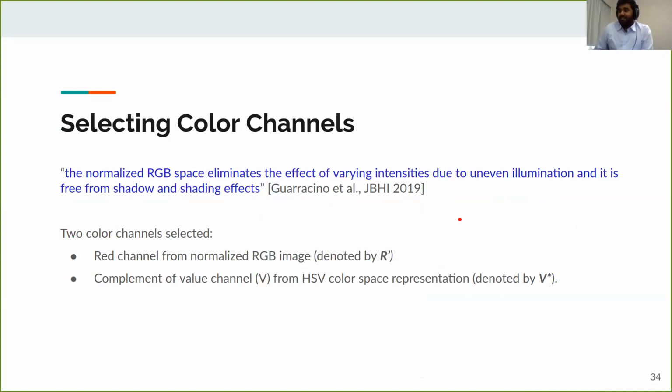We first begin by selecting certain color channels to include. This JBHI paper showed that the normalized RGB color space eliminates the effect of uneven illumination as well as shading based artifacts. So we select 2 channels, the R' and the V*, which correspond to the red channel from the normalized RGB and the complement of the value channel from HSV color space. They can be calculated like this.